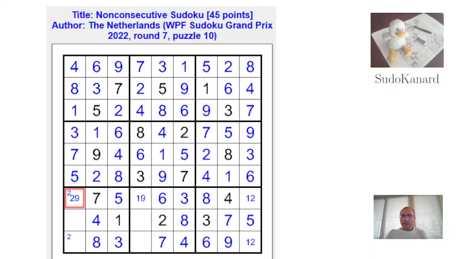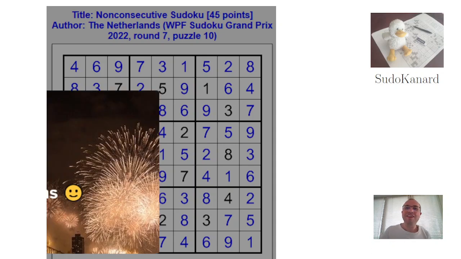Here I need 2, 9, and 6, so that's 2, that's 6, that's 9, that's 1, that's a 2, that's a 1, and we're left with a 9 here and a 5 there, and that's it.